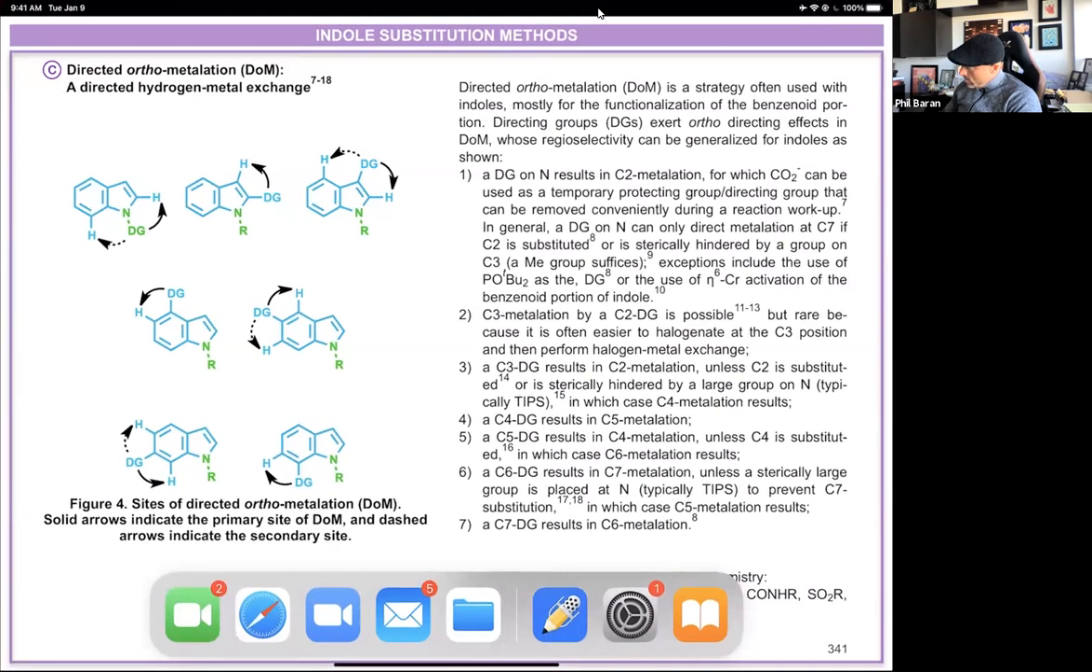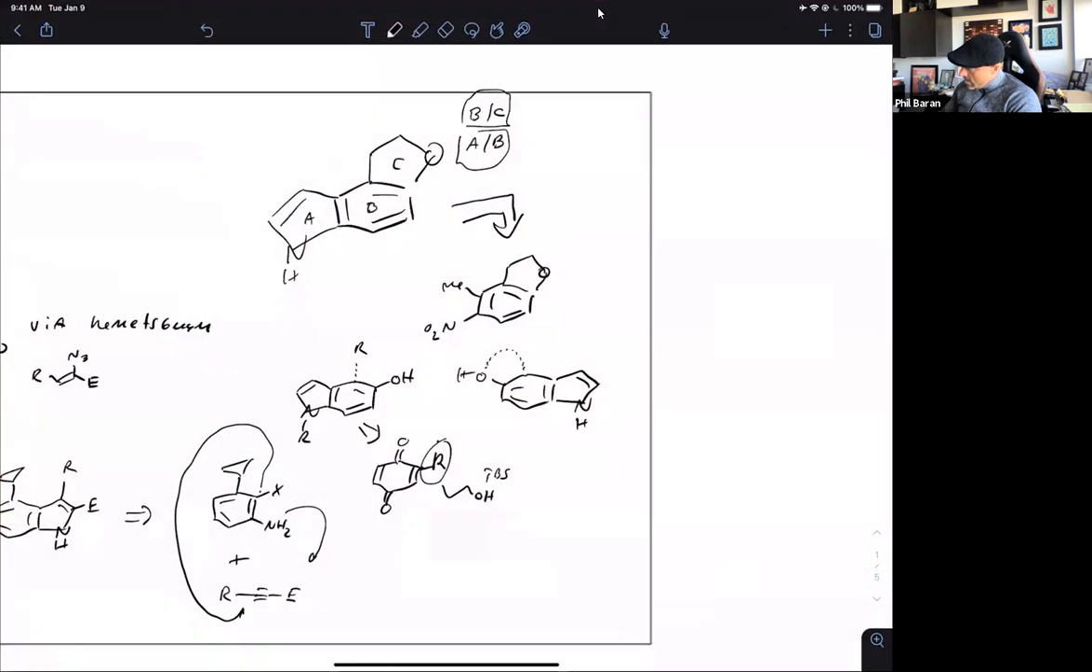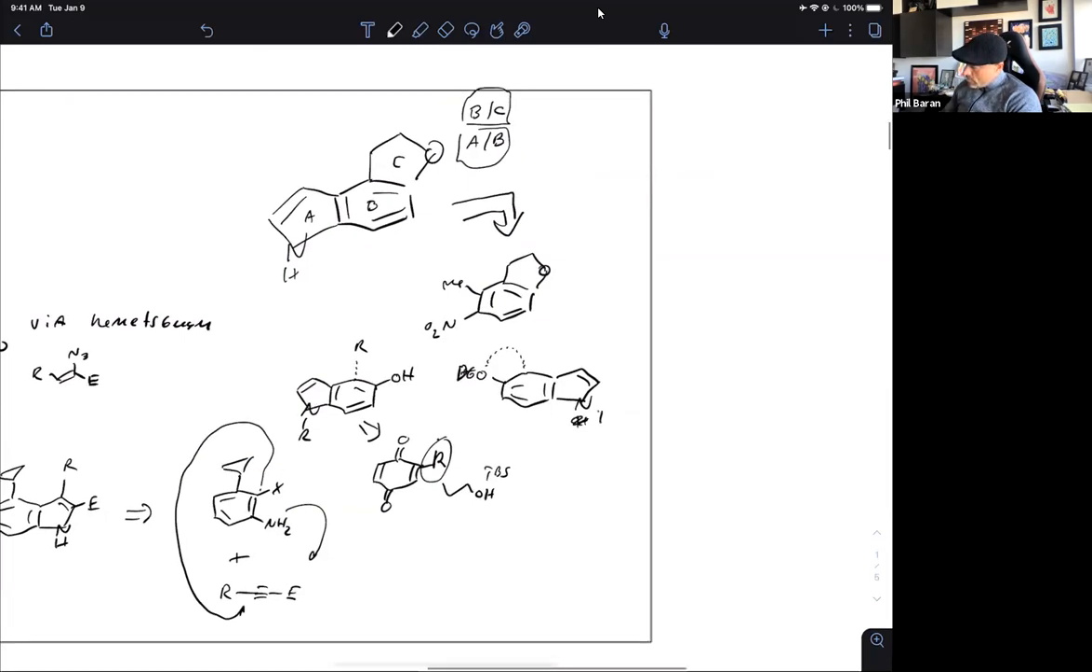So we can use that to realize that all we need here is a directing group. We can put a carbamate. We can put a TBS group here. We can then lithiate, put a halogen atom, cross-couple with something, and this is all known, something like that, and then remove the directing group and cyclize. And you're done.